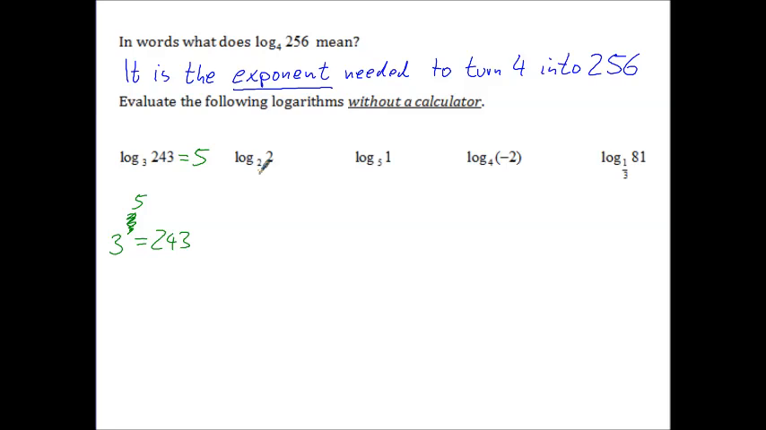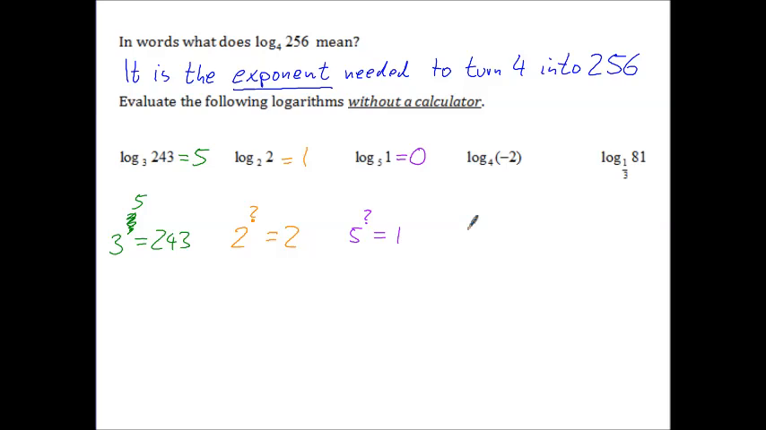What is the exponent we need to turn 2 into 2? 2 stays itself, so the exponent is 1. What is the exponent that will turn 5 into 1? And there's one exponent, and that is 0. Let's move to the next one.